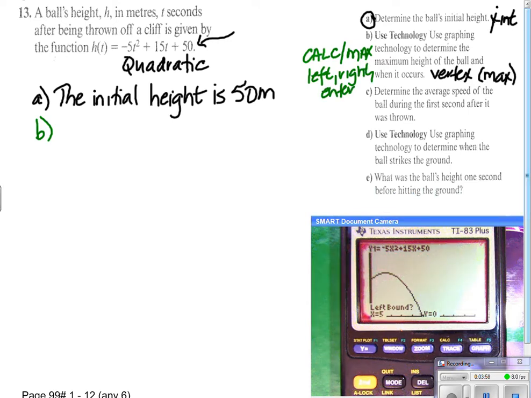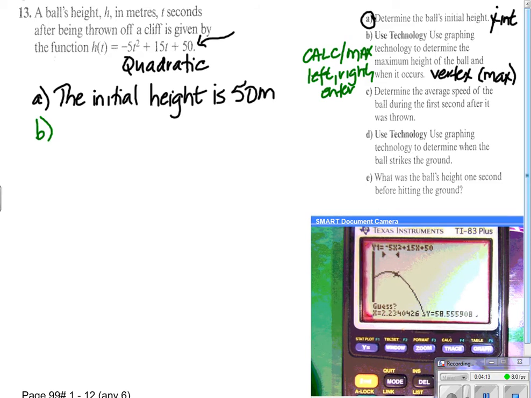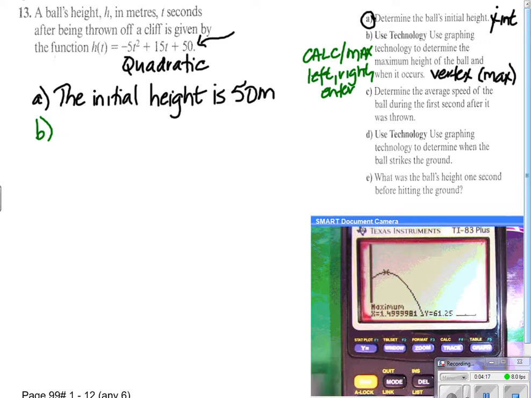So I'm going to scroll to the left of that maximum value. There we are. Hit enter. Scroll a bit to the right, and you can see at the top that it's marked the range that it's to look for. Hit enter again. And there is our maximum value. If we were to write that vertex as a point, it would be 1.5, approximately 61.25.